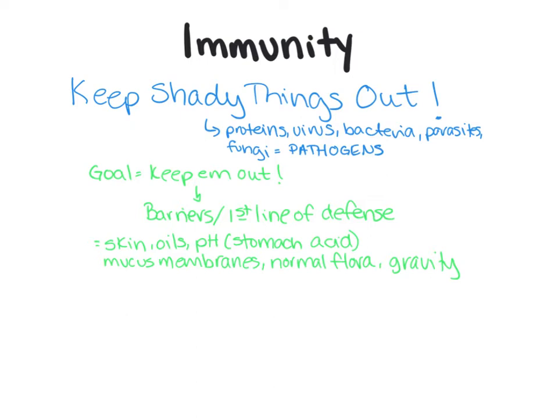The immune system's job is to keep those things out. So the first thing it comes across is our barriers, our first line of defense. These are some of the things that you're born with: your skin, oils in your skin, pHs of different body systems, especially the stomach acid, and mucous membranes. Gravity simply works, trying to pull things down and through our system. And normal flora exists to give some competition to these pathogens if they get in, and helps us not let these pathogens get any farther.